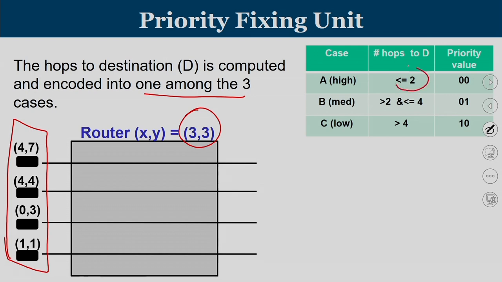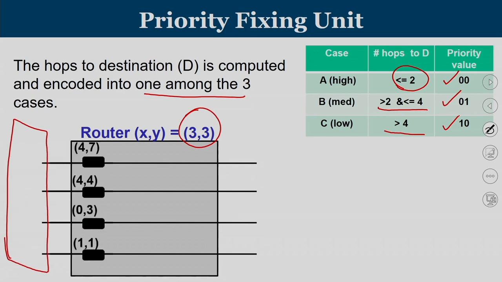If the number of hops is less than or equal to 2, the priority is given as 0-0. If the number of hops is greater than 2 but less than or equal to 4, the priority is given as 0-1. If it is larger than 4, the priority is given as 1-0. So, for every incoming flit, we are going to look at what the priority value is, and this priority value is used as the key in order to give preference in the PDN.